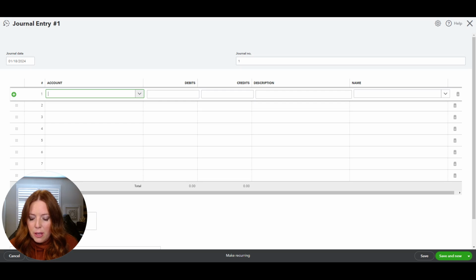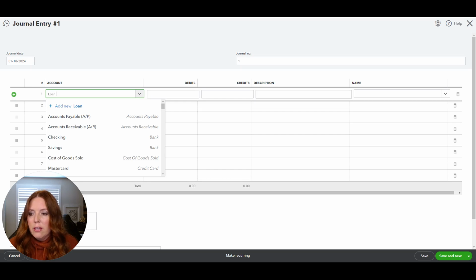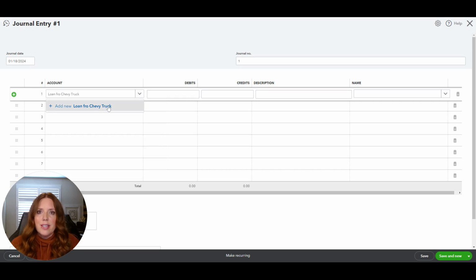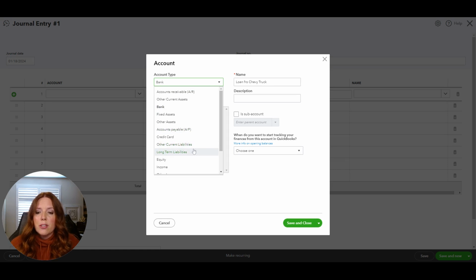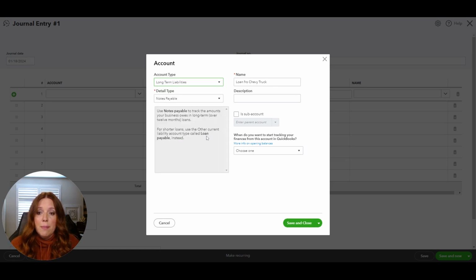So this might be, let's say you took out a loan for a Chevy truck. That's obviously not going to be a category in QuickBooks. That's very specific, but I like to make things pretty specific in my books. So this is going to be a long-term liability. Anything that you owe over a year is considered a long-term liability. And this is going to be a note payable. So this is a loan, spelled that wrong here, for Chevy truck. And I would go ahead and hit save and close.